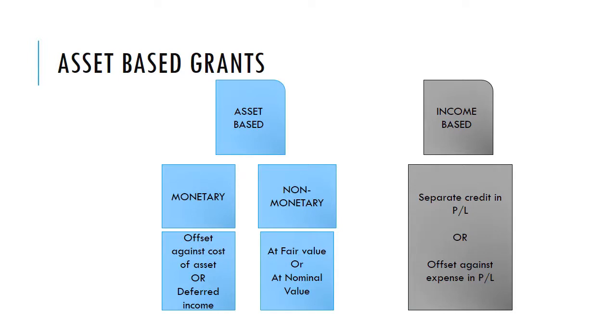In this video, we're going to focus on asset-based monetary grants. So in a case study, you must identify whether it's an asset or an income-based grant based on the definitions. If it is an asset-based grant, you need to decide whether it's a monetary or a non-monetary grant. Monetary grants are something like money, and a non-monetary grant is an asset you receive.